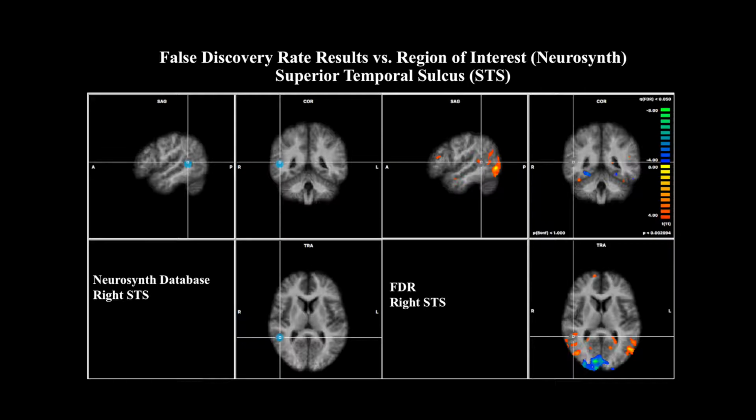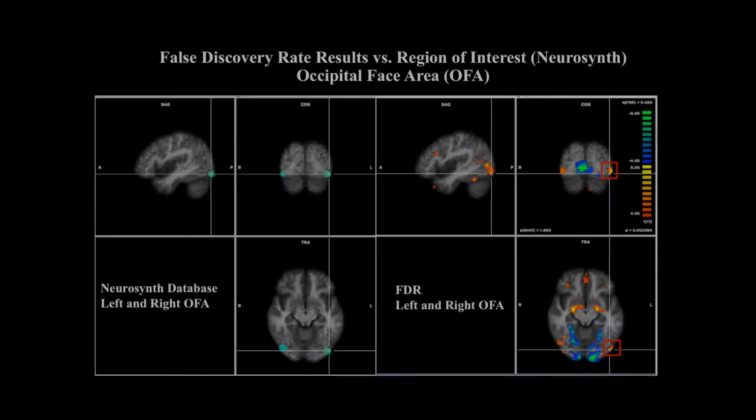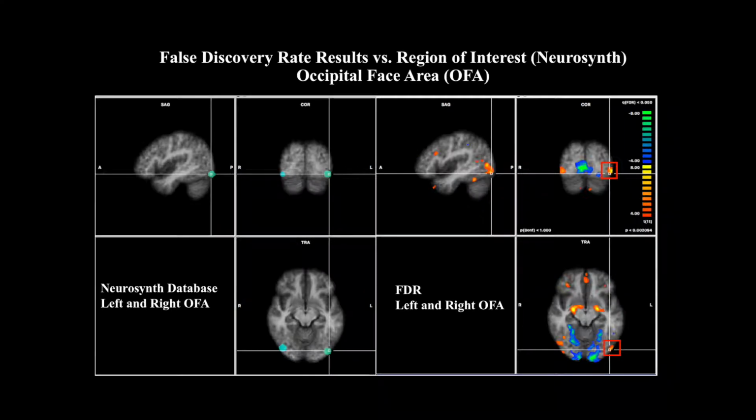On the right we have the group analysis corrected using false discovery rate, and as you can see there are certain areas which look like they're close to the superior temporal sulcus, but we see no direct activation of that region specifically. Finally, we'll be looking at the occipital face area.